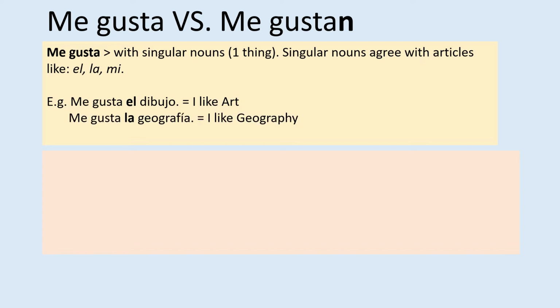Now, "me gusta la geografía." I like geography. Same thing. "Geografía" ends in A, goes with "la", so feminine and singular. So I don't need to add that N to "me gusta". And the same thing with "me encanta mi instituto." I love my high school. Am I talking about more than one high school here? No, just one high school. So I'm going to use "me encanta" o "me gusta mi instituto".